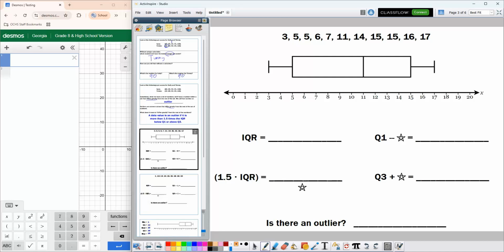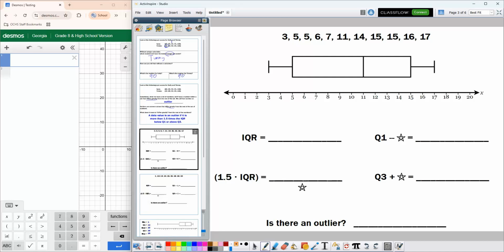When I look at these, I don't know what these numbers represent in life, or where we got these numbers from, but is there a number up there that looks like it differs greatly? No. All those numbers on the outside, 3, that's pretty close to 5 and 6 and 7. 17, it's pretty close to 15 and 16. There's no number that looks like it differs greatly from the rest of them. So let's show mathematically that there are no outliers on this one.